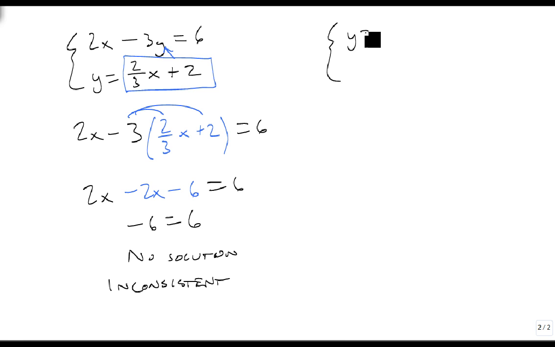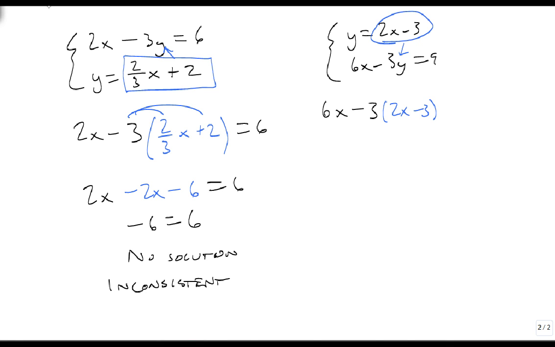On the flip side, if we let y equals 2x minus 3, and 6x minus 3y equals 9, again, we can use substitution. This gives us 6x minus 3 times (2x minus 3) equals 9. Again, we distribute. This gives us 6x minus 6x plus 9 equals 9. Combine like terms, and we get 9 equals 9 when the 6x's cancel out.